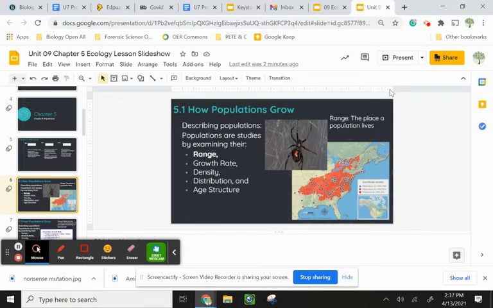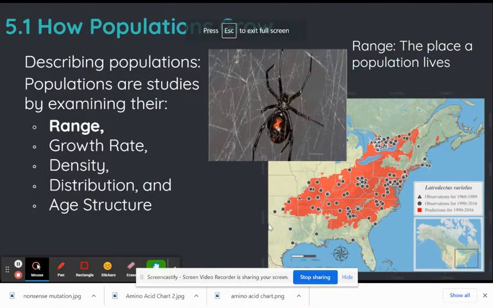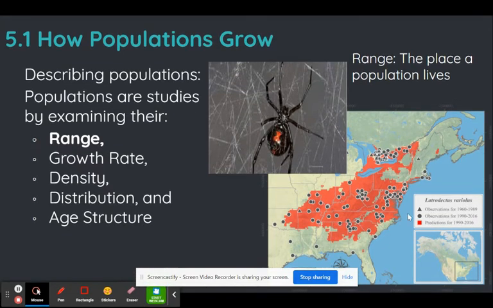And so in this instance, this map shows the range of the black widow spider. And it also shows predictions for where they think this spider is going to be moving or expanding its territory into. So that's kind of interesting.